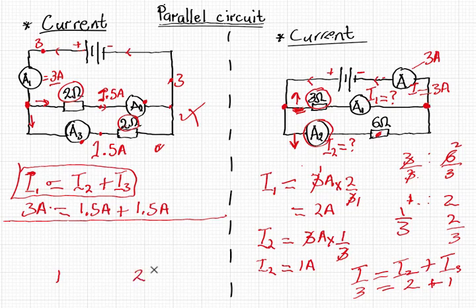1 is to 2. It could be 4 ohms and 8 ohms. Even if you do it this way, it doesn't matter. But 1 is to 2 is the simplest, right? And the total current, supposing it was 9: 1, 2, 3, 4, 5, 6, 7, 8, 9, 3, 6, 9.